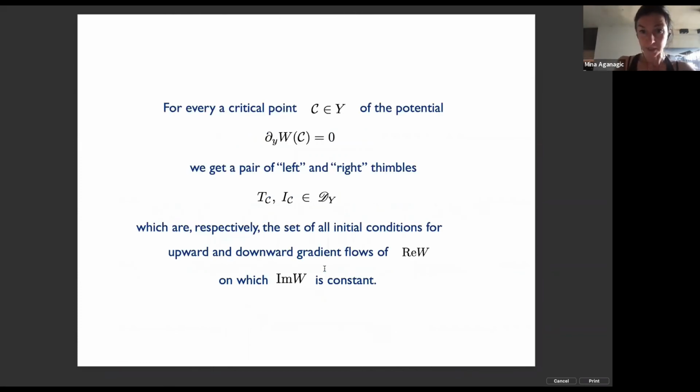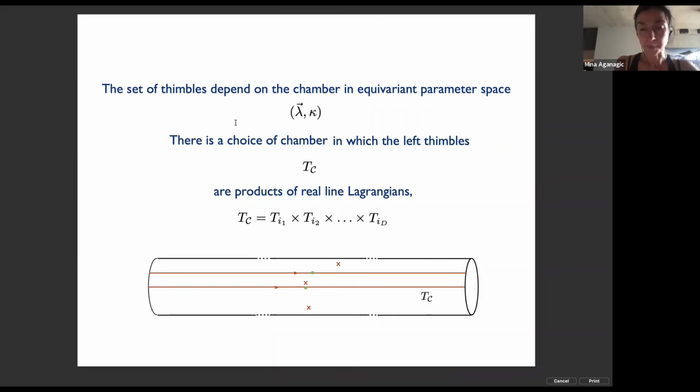For every critical point of the potential, we get a pair of left and right thimbles, which are respectively the set of all initial conditions for upward or downward gradient flows of the real part of W, on which the imaginary part of W is constant. The soliton equations were gradient flow equations for the imaginary part of W, and the real part of W was constant on them. So for the thimbles, we'll do the opposite.